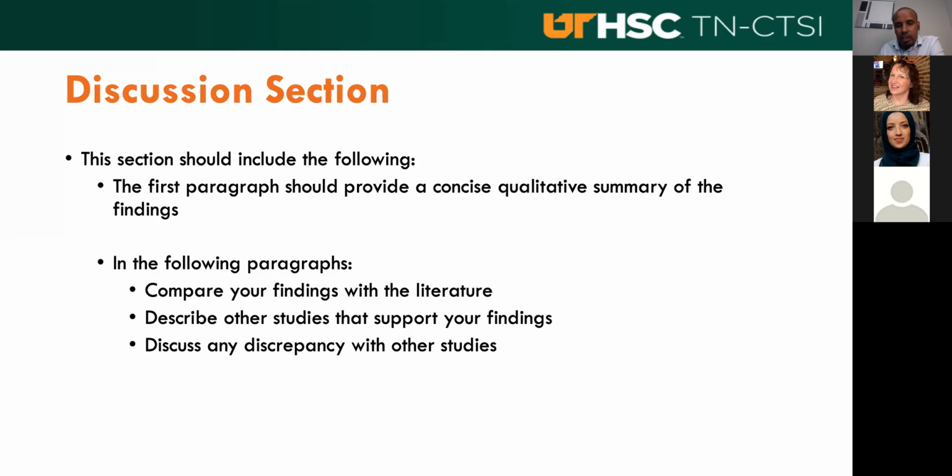In the following paragraphs, next to the main findings of your study, describe the following. Compare your findings with the literature and describe the other studies that support your findings, and discuss if there are any discrepancies between your findings and previous studies. If there are discrepancies, try to explain and use as much information as you have to clarify why there are discrepancies.